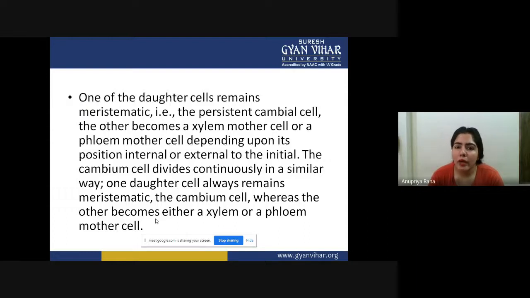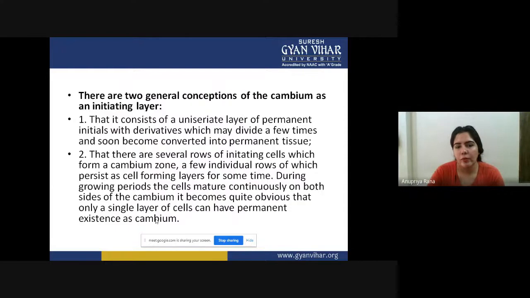Whenever a cell divides, it will form two cells. One of those two cells will always be the cambium cell, okay, because they need to divide further. That's why one is always converted into the cambium cell, and the second cell, if it is present outward, will be the mother cell of phloem, or if it is present towards the inner side, will be the mother cell of xylem, which gives rise to a xylem or phloem cell.